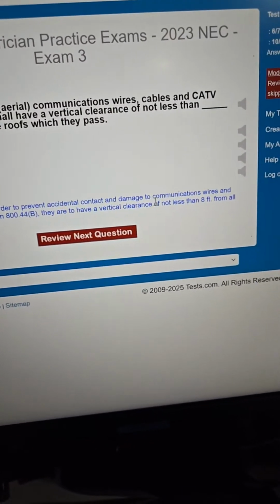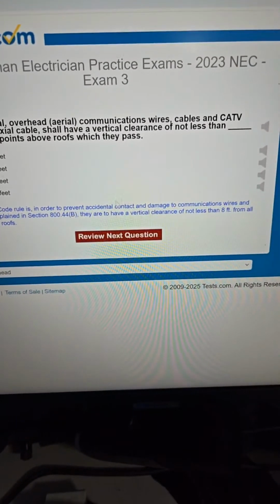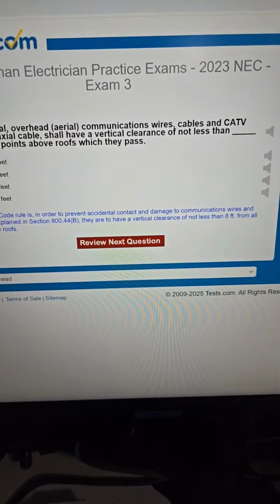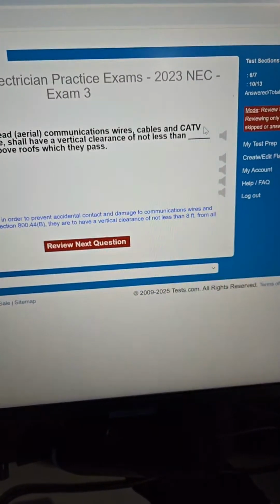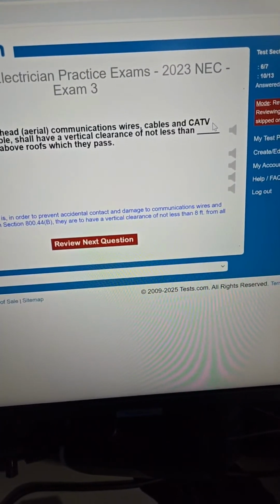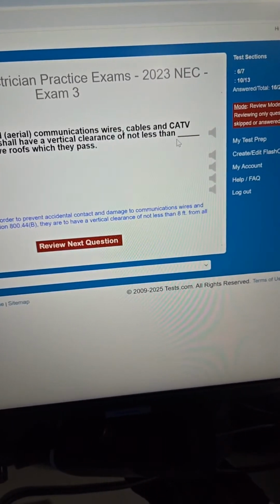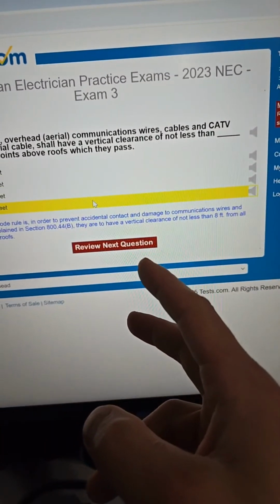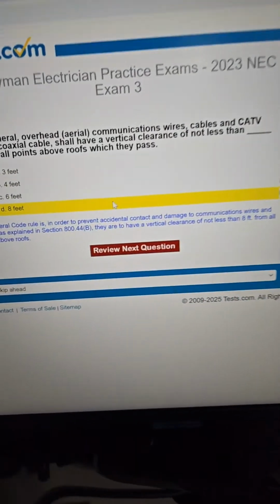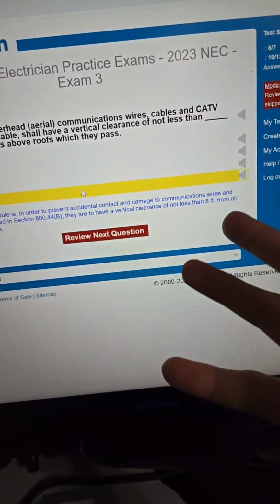Accidental contact and damage to communication wires. I've never seen anybody care about communication wires. There's something we're missing here. In general, overhead aerial communication wires in Cat 5 shall have a vertical clearance of not less than blank from all points above roof. Dude, they don't even care that much about high voltage, let alone low voltage cables. That's crazy. You can put your cable 3 foot above a roof and be just fine.